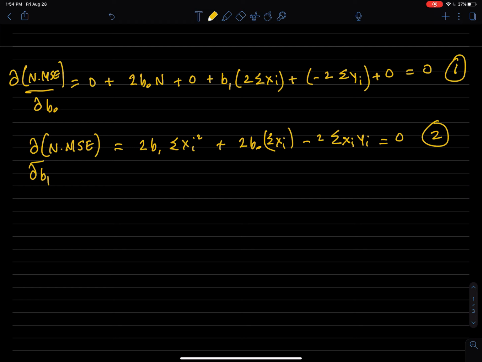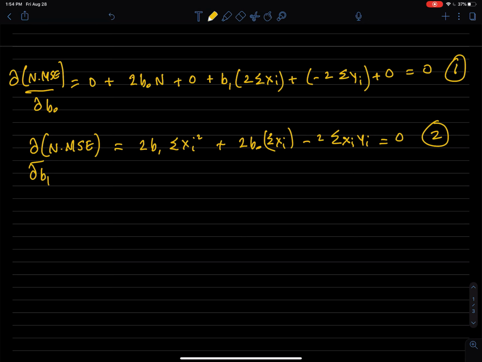Okay, so these are two equations. We can write these two equations in a simpler form. Notice, first of all, that these two equations are linear in b naught and b1. There's b naught here, there's no b naught squared or b1 cubed or anything like that. It's just linear. And this is a constant because these things just depend on the data, which is considered to be known.